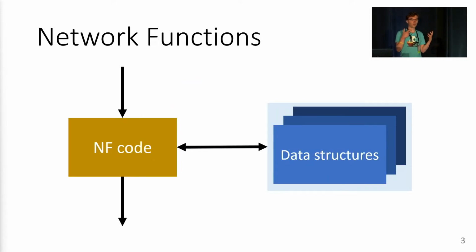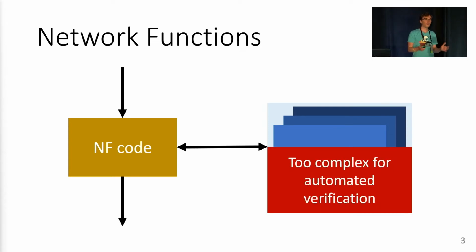And so the way a network function works internally is that it has a piece of code that talks to some data structures to store state and to make decisions about a packet. For instance, a firewall might store flows and check if the flow is known, and if so, forward the packet, or otherwise drop the packet. The data structures themselves are too complex for automated verification, so they're beyond the scope of this work. What we're going to focus on is the network function code itself.